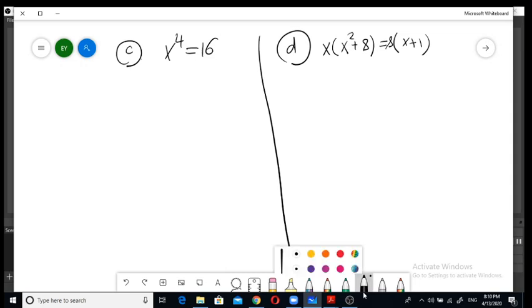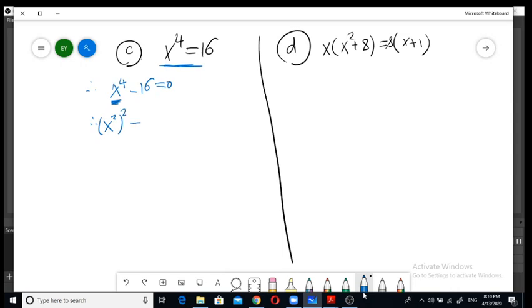For the first equation, how can we find the solution? x power 4 is equal to 16. Rewrite the equation in the form of p of x is equal to 0. Then x power 4 minus 16 is equal to 0. Here we have x power 4. We can simplify it by the exponential rules. It will be x squared all squared minus 4 squared equal to 0.